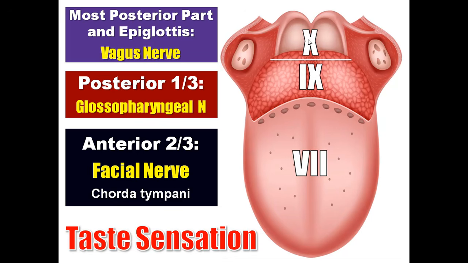a branch of the vagus. So regarding taste sensation: anterior 2/3, facial nerve, chorda tympani. Posterior 1/3, glossopharyngeal nerve, the lingual branch. The most posterior part of the tongue, the vagus nerve, the internal laryngeal branch.